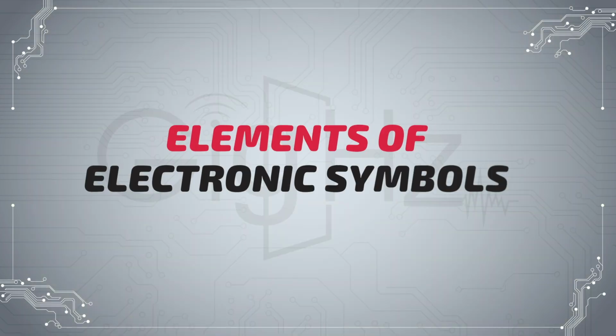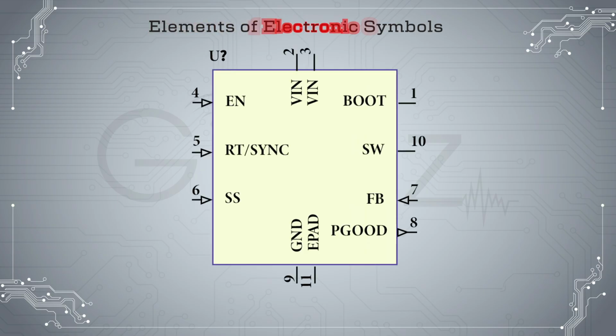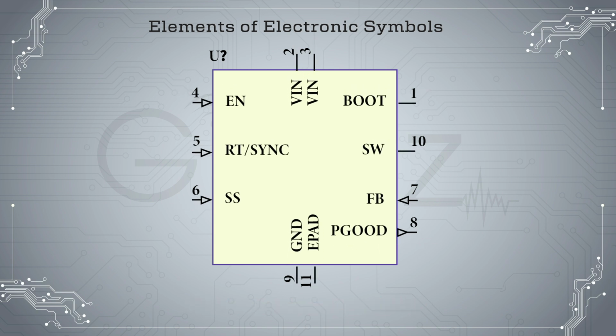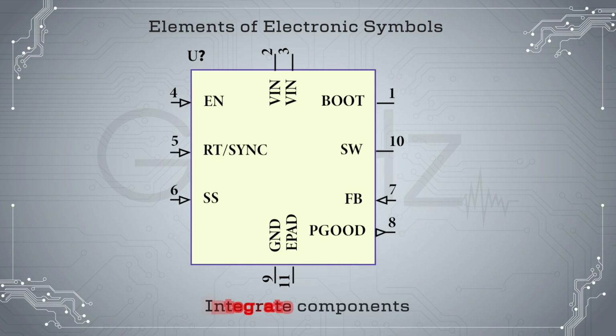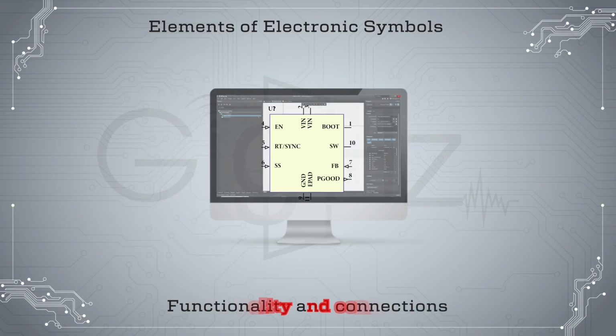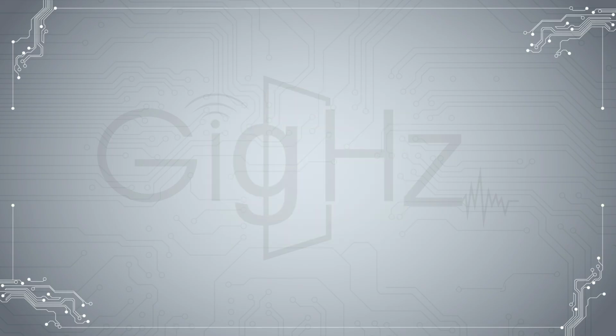Elements of electronic symbols. Every electronic symbol is defined by key elements: the component designator, pin numbers, pin names, and electrical characteristics. These elements allow designers to seamlessly integrate components into schematics while maintaining their functionality and connections. When it comes to creating symbols from scratch, precision is key. Here's how this is done.